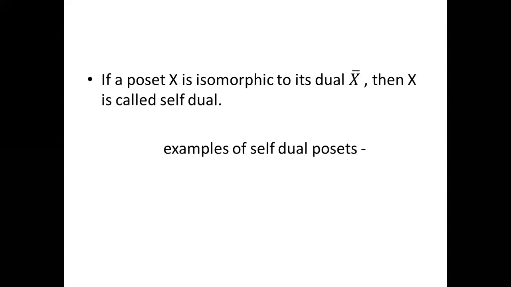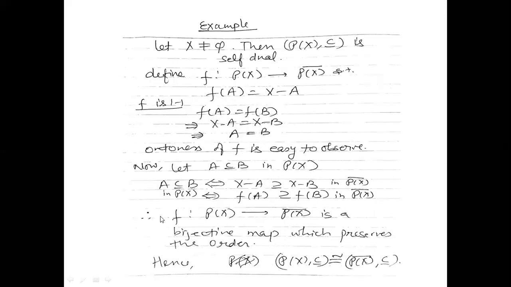If a poset X is isomorphic to its dual X bar, that is X is isomorphic to X bar, then X is called self dual. Let us see these examples. Let X be a non-empty set, then the power set of X under the inclusion relation is self-dual. That is, it is isomorphic to its dual.